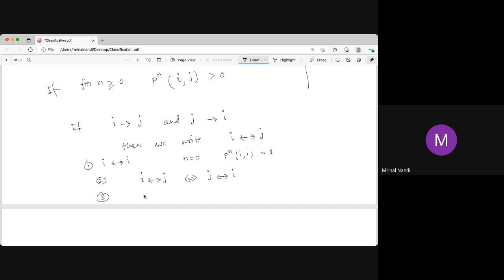Now the third one is important. The first is called reflexive, then it is symmetric, and now this is the transitive property: i leads to j both ways, and j leads to k both ways.